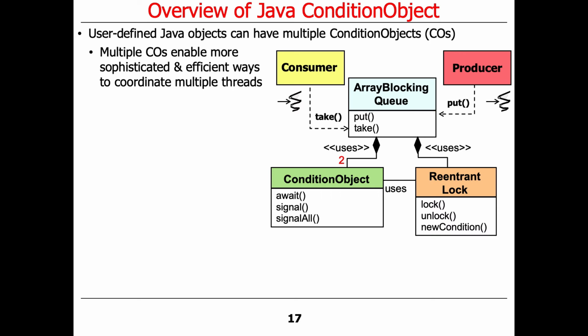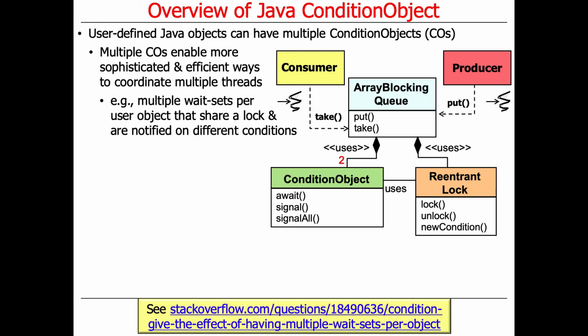And this is important because it allows you to have more sophisticated and more efficient means of coordinating multiple threads. And as you'll see with not empty and not full, you can have two different types of threads: threads waiting for the queue to be not empty and threads waiting for the queue to be not full. And they can both be waiting separately. And that allows you to have more efficient signaling and more efficient coordination between the different threads.